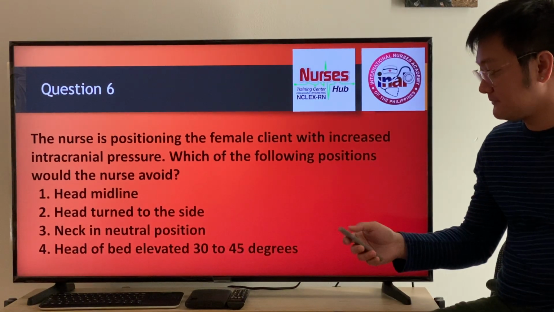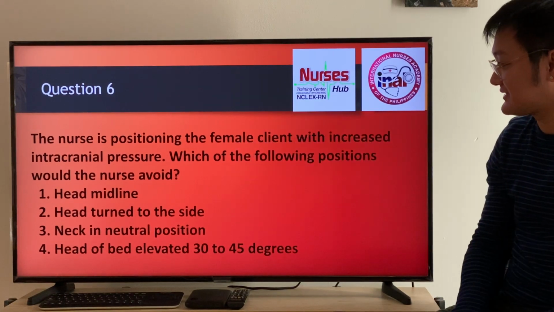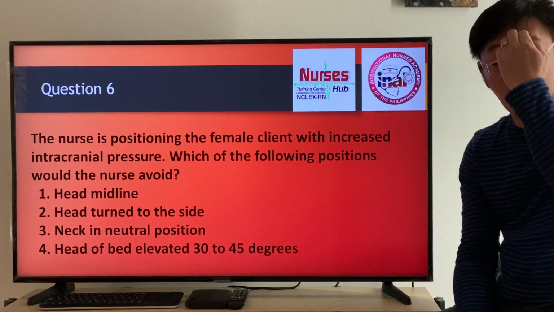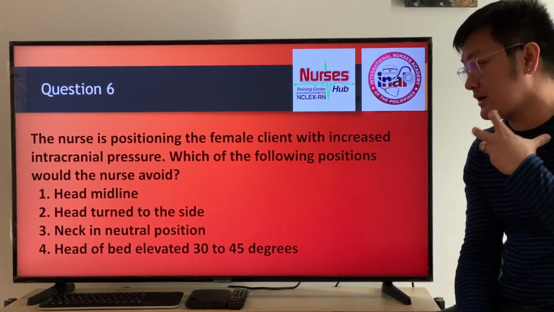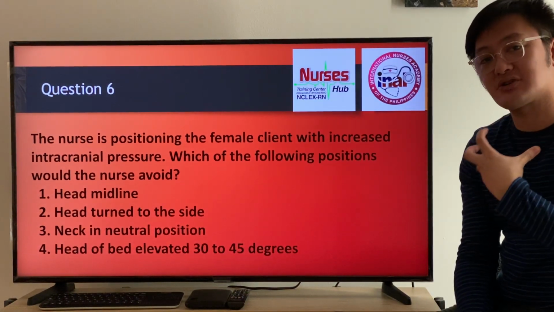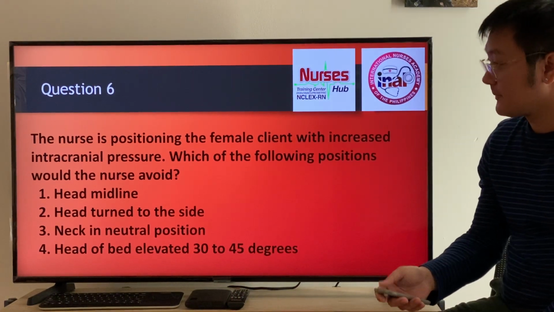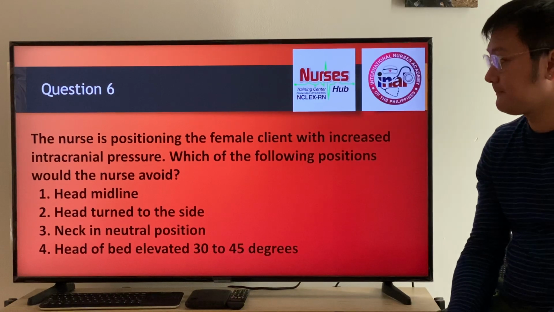Okay? Next. By the way, the correct answer in number 6, you need to avoid turning the patient's head to the side. We only do that, by the way, turning the head of the patient on the side if you don't want the patient to aspirate, okay? So it's for your aspiration precaution.